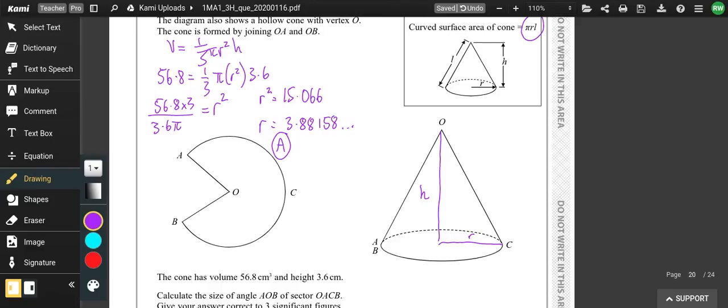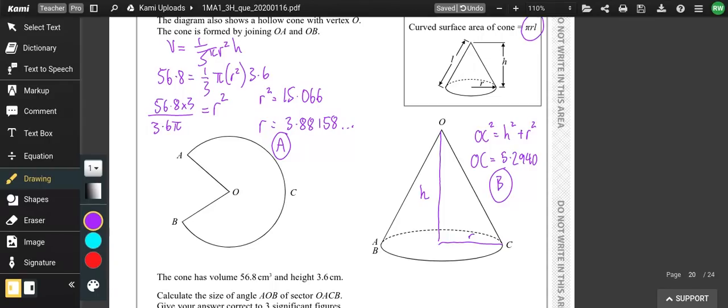So OC squared is equal to h squared plus r squared. So OC is going to be the square root of that. So 3.6 squared plus our radius, which I stored in A, squared. And then I'm going to square root the answer. So OC is 5.2940. And I'm going to store that in the memory B, so I remember where everything is.